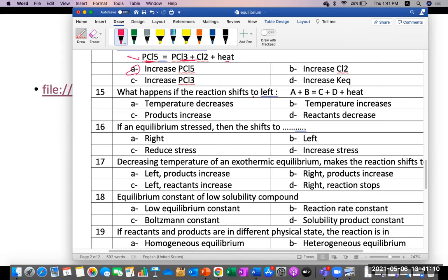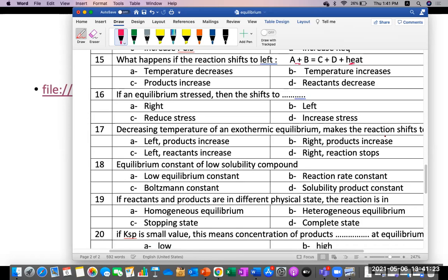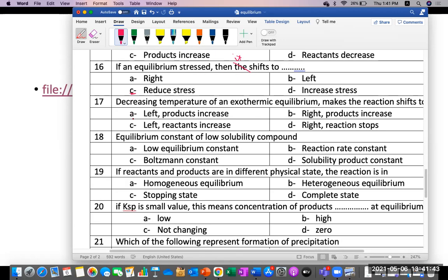What will happen if this reaction shifts to the left? For this reaction to shift to the left, we need to increase temperature. If we increase temperature, it will shift to the left. If an equilibrium is stressed, then it will shift to decrease this stress. We can't say right or left because we don't have a reaction here, but it will try to reduce or decrease this stress.